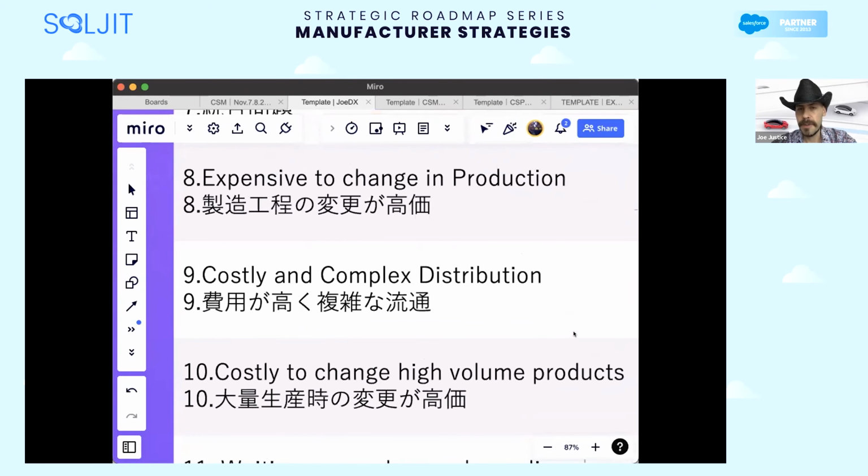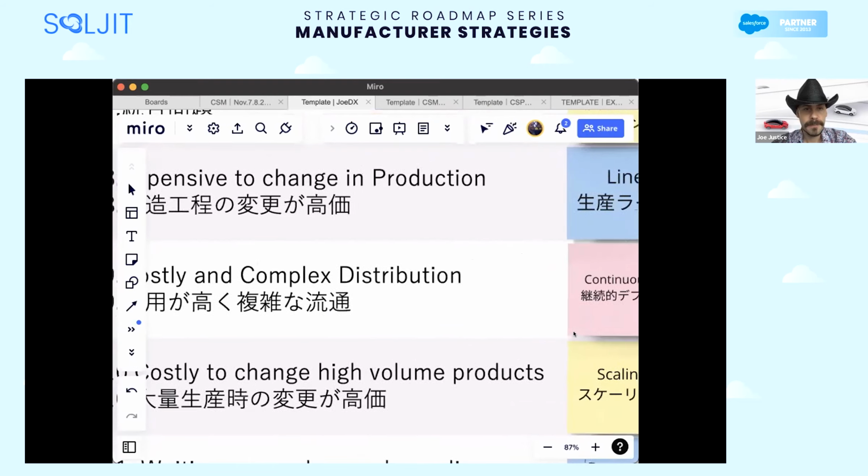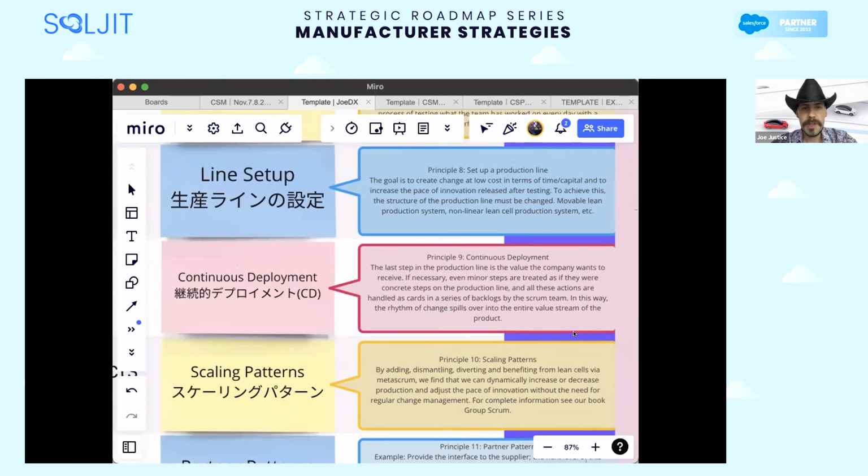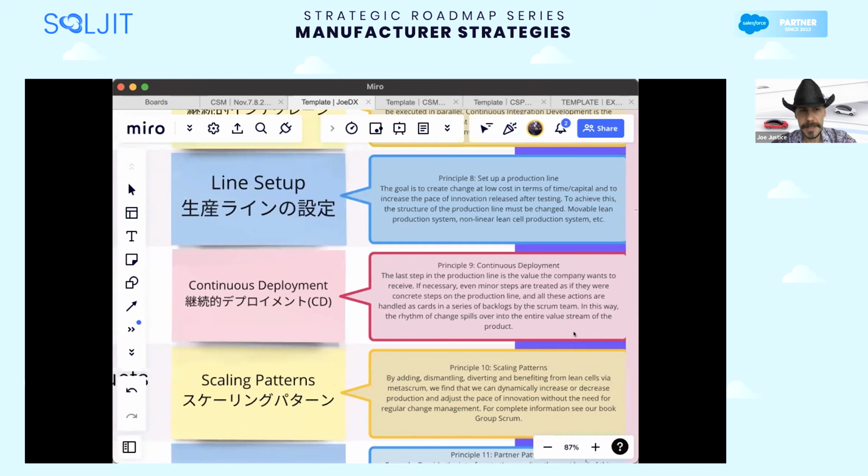Costly and complex distribution, the supply chain crunch. We can reduce the risk here with continuous deployment. The last step in the production line is the value the company wants to receive. If necessary, even minor steps are treated as if they were concrete steps on the production line. And all of these actions are handled as cards in a series of backlogs by an agile team. In this way, the rhythm of change spills over into the entire value stream of the product.